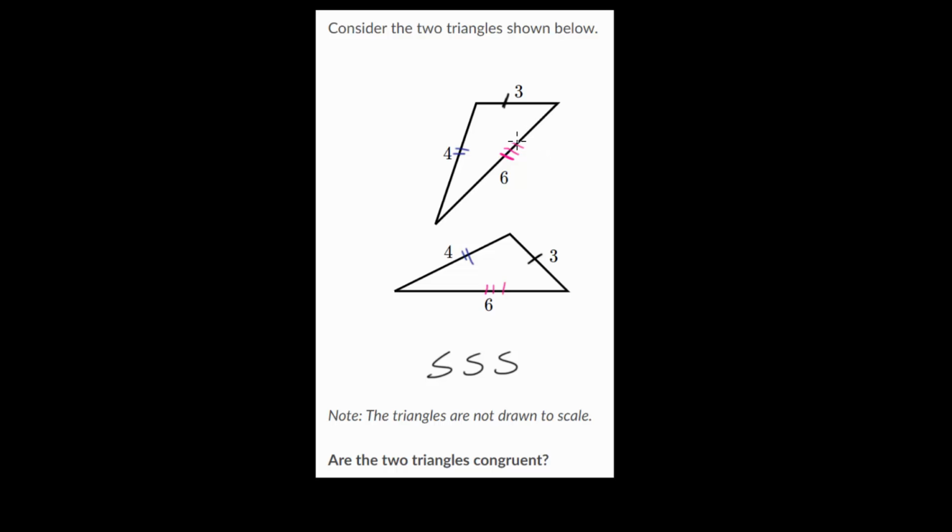So, in summary, if they share three sets of equal sides, then the two triangles are the same size and the same shape.